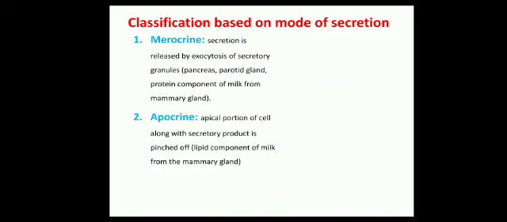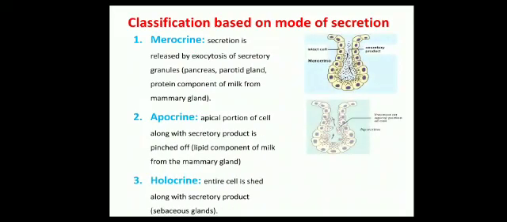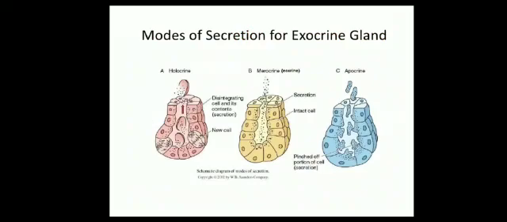Merocrine, apocrine, holocrine, these are examples, and cytocrine secretion. Here there is again a very beautiful diagram. This is apocrine, the apex is shed off. This is merocrine, the secretions are poured by exocytosis. And this is holocrine, in which the whole cell is disintegrated. The whole cell is taking away the secretions.